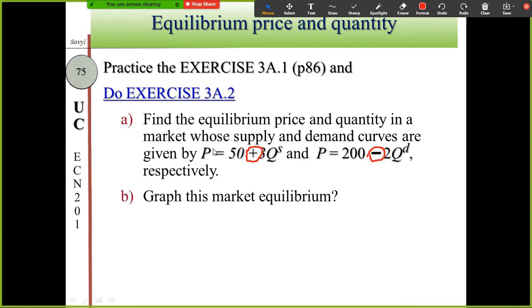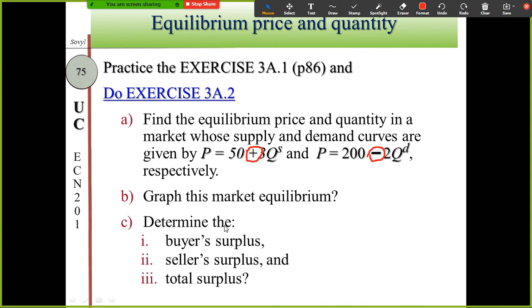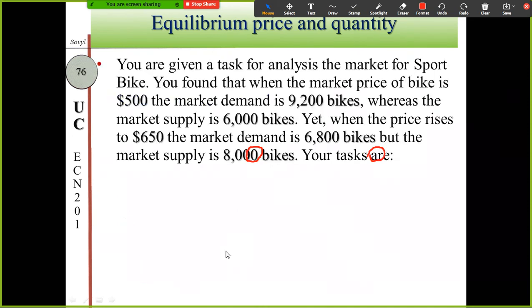If you find equilibrium, you need to draw a graph. I mean, when you draw, you need to draw the supply curve and the demand curve. The supply curve and demand curve must cross each other at one point. This point is the equilibrium price and equilibrium quantity. When you know equilibrium, based on the graph you draw, you can find buyer surplus, seller surplus, and total surplus. Okay, you can find that one. So this is for you to practice. And not only that one, we have the others.